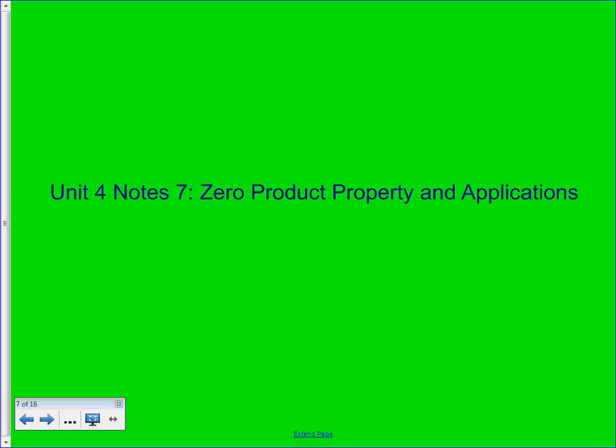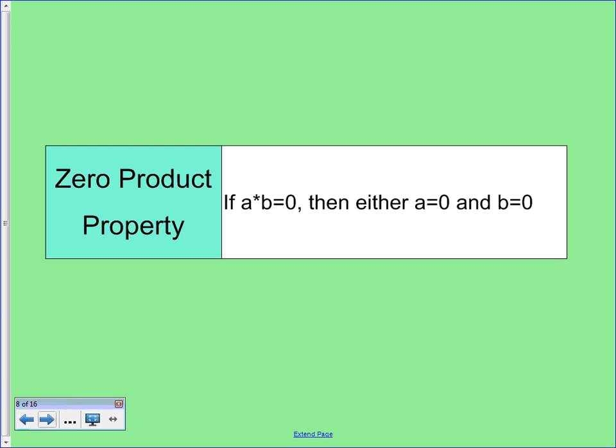Alright, today we're going to be talking about our final notes of this unit, which is Unit 4, Note 7, where we're going to be using the zero product property, and we're also going to start on applications and word problems for all of this stuff that we've been doing. So first of all, the most important thing you need to know is the zero product property. This is going to come into play a lot now when we're doing our factoring.